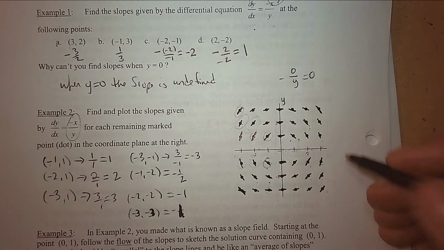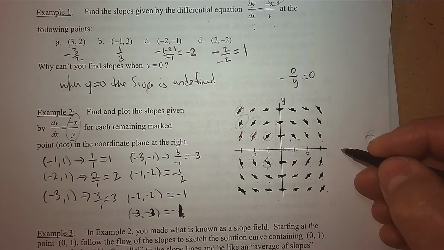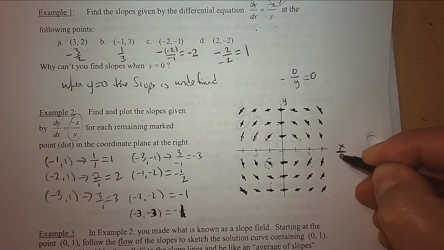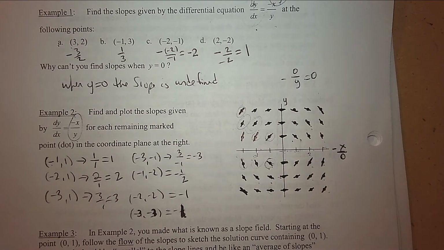So along the x-axis, what does it mean? That y is 0, right? Well, what happens if you put in y is 0? So what's going to happen? So when it's undefined, we're just going to leave it empty. We're not going to put a slope there. Even though you'd be tempted to put a vertical slope down. But I don't want you to.